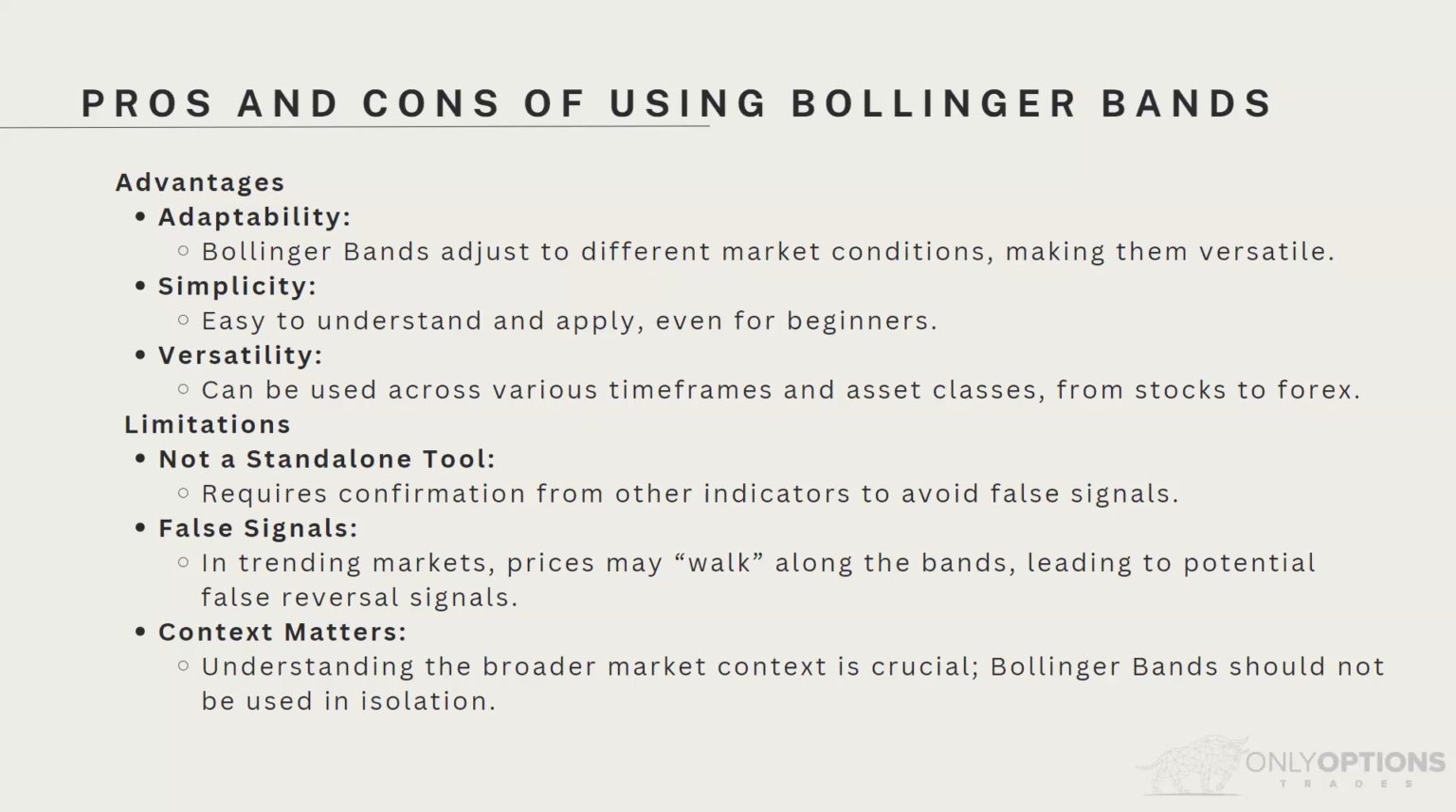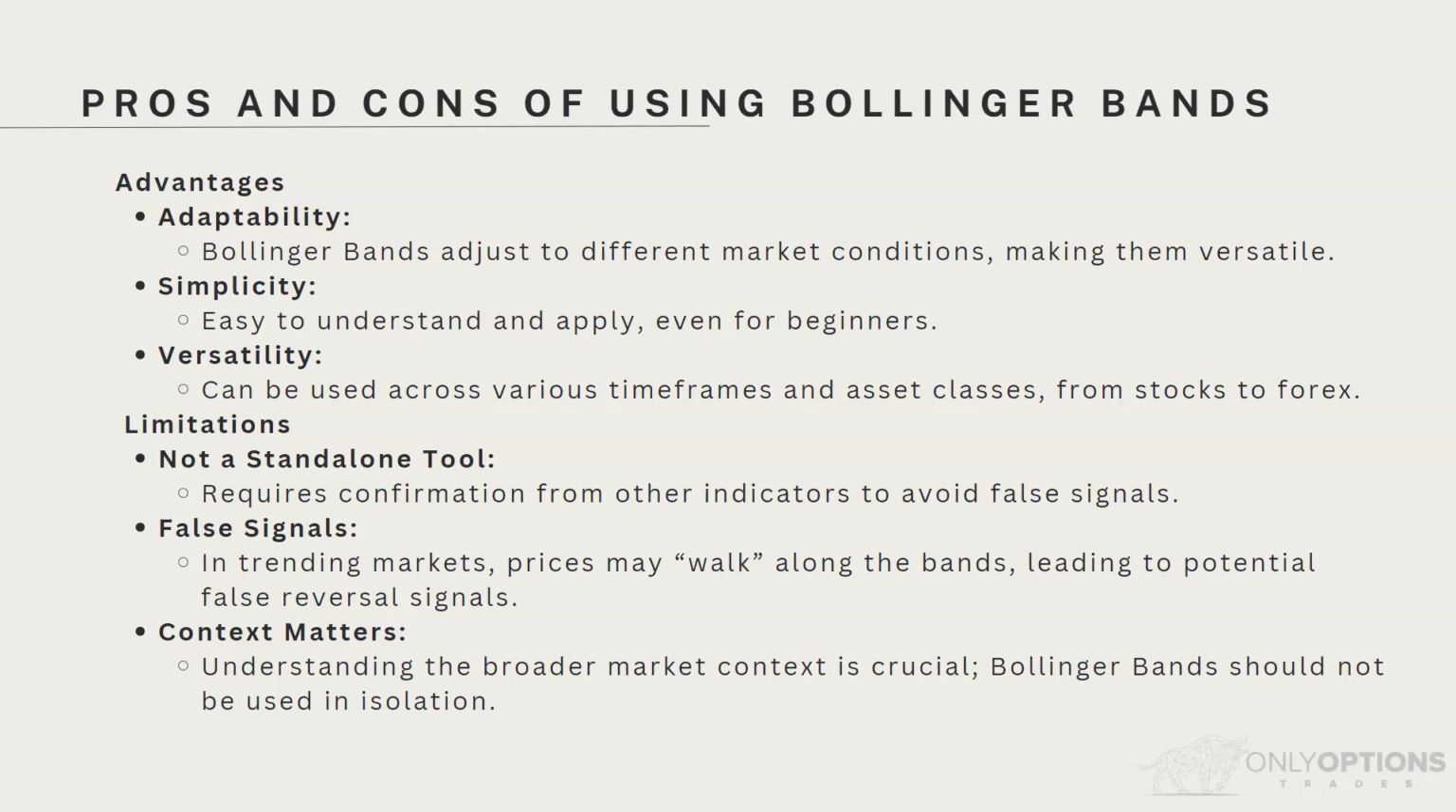So do we have any limitations? They're not a standalone tool, and you will see this on everything that you read about Bollinger Bands. You need to have other indicators to avoid having a false signal. Why? Because sometimes you can see that it might be touching, and then it becomes a continuation of that trend. So you need to be aware where the price action is going, and be aware of other indicators that are going to help you decide which direction the trend is going.